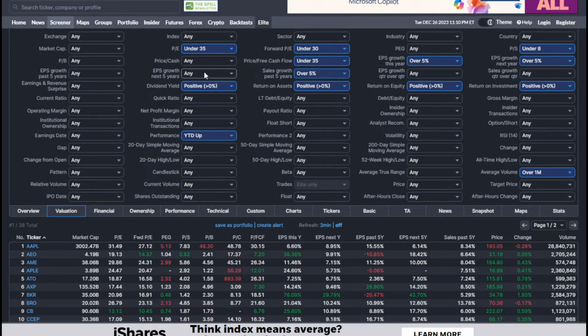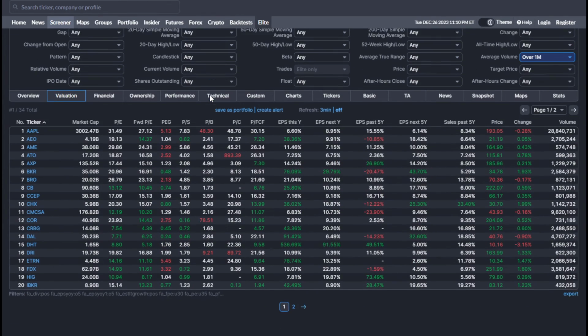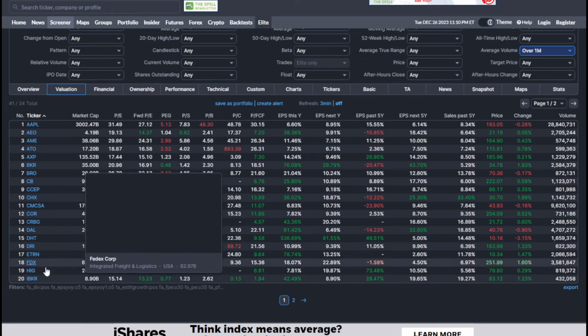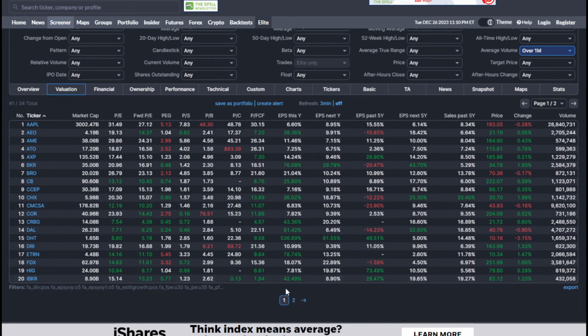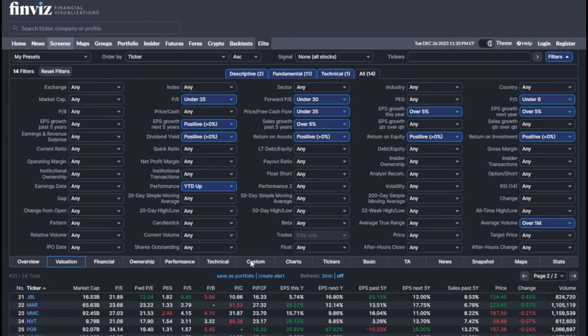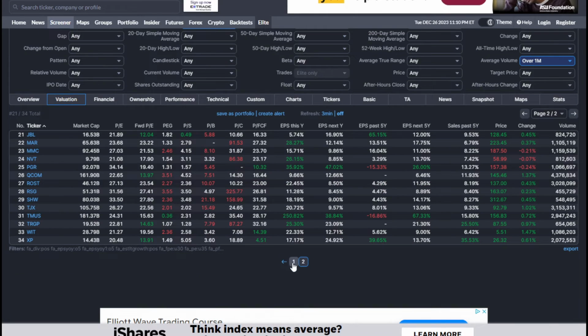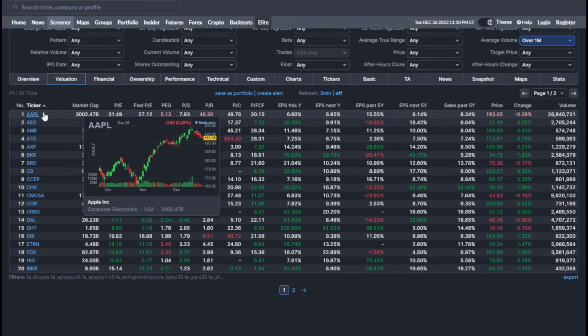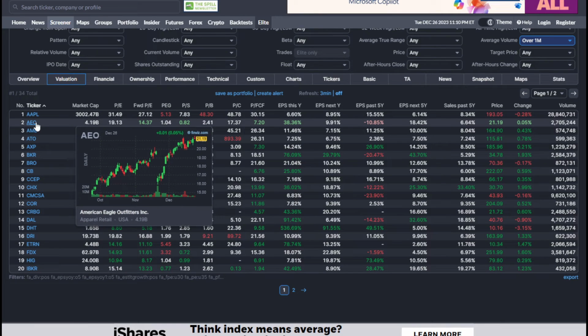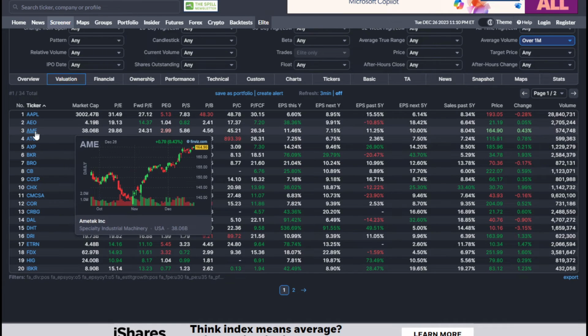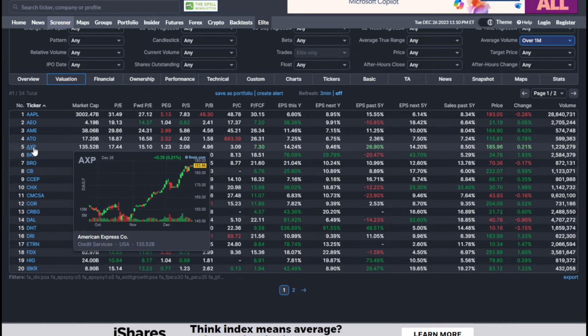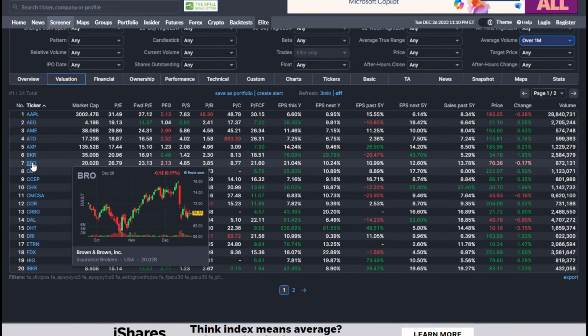If I did look at the earnings per share for the next 5 years, let's take a look at having that positive. That takes us down to 34 different stocks. That's probably enough. It's probably a good amount. So you've got the 2 pages. And then you can just hover over each and you'll see what they are. American Outfitters, Amatec, American Express, Baker Hughes.